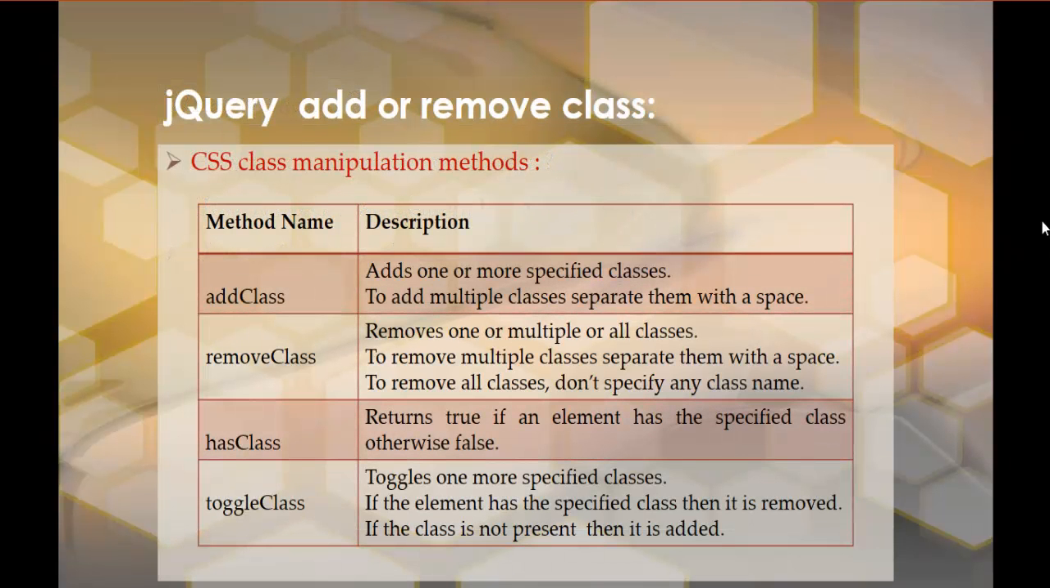Here comes a list of CSS class manipulation methods. They are addClass, removeClass, hasClass, and toggleClass. These are the four methods. If you want to manipulate something related to CSS classes, then we have to make use of these four methods. So let us learn each of the methods individually and understand them very clearly.